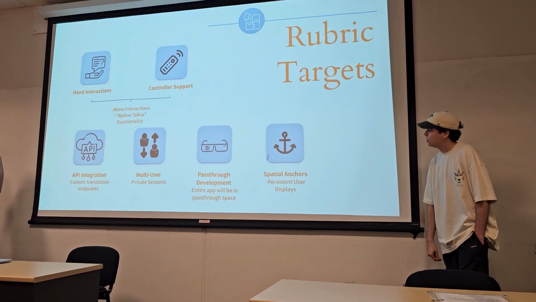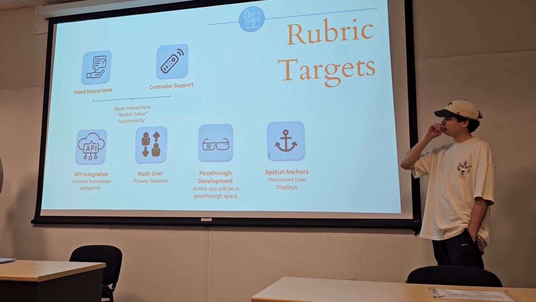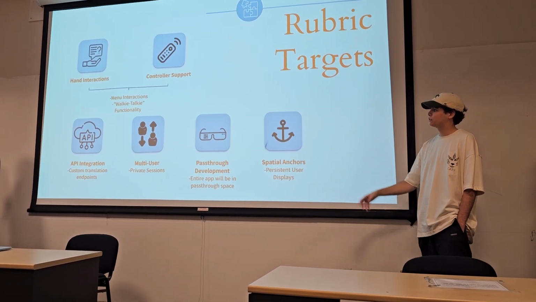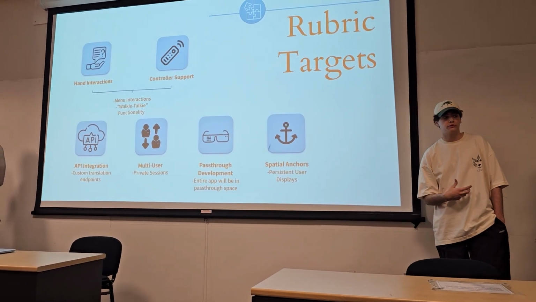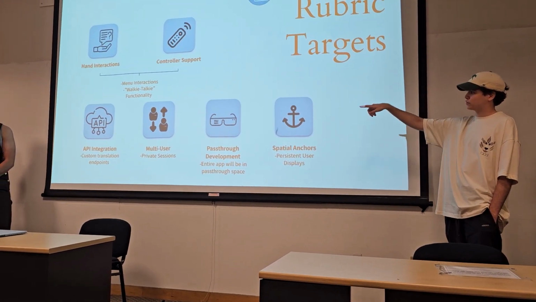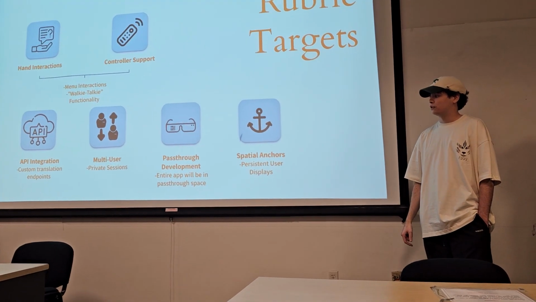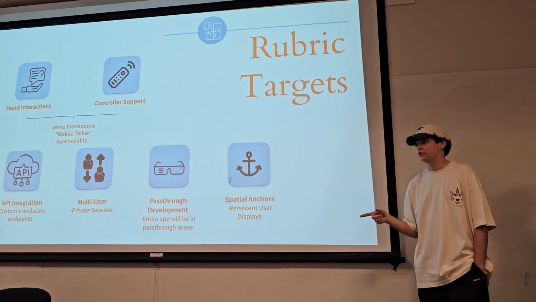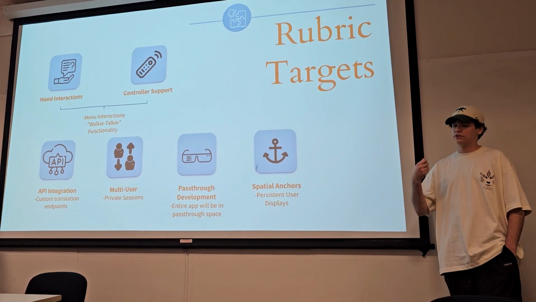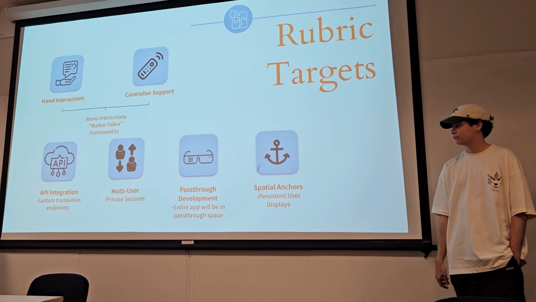Moving on to our rubric targets, you can see that there's a lot of them. Up top it starts with hand interactions and controller support. This is going to be how we interact with our user panel. Right below, in the menu, we have walkie-talkie functionality. This is something that Jared mentioned to us and was really helpful in our implementation, which is a button that the user can press, which enables them to talk and write. And we have a signal that you're recording yourself.